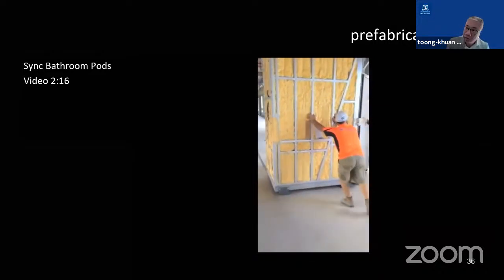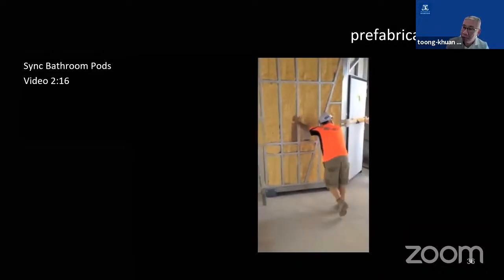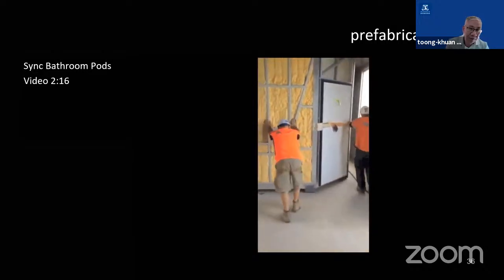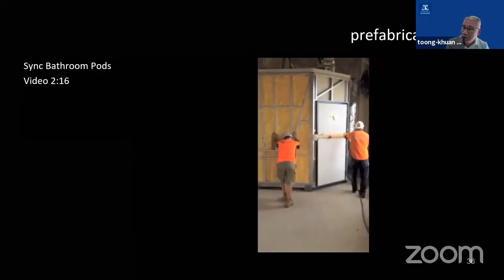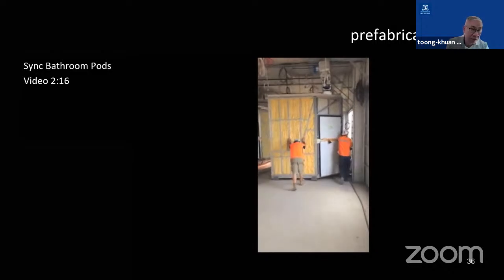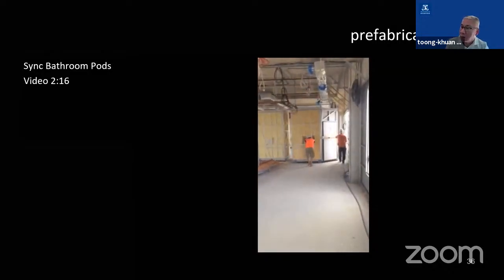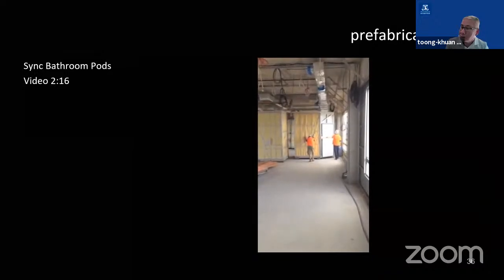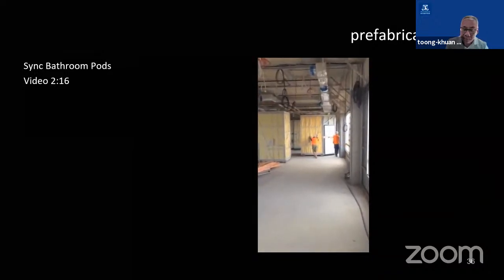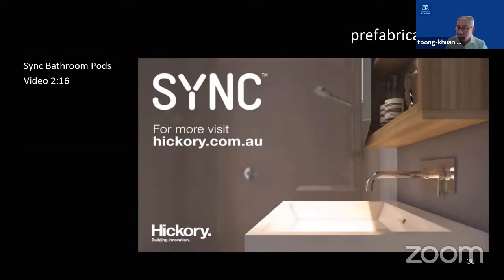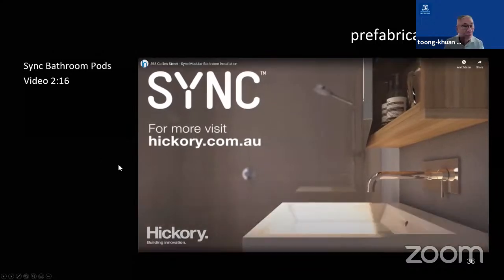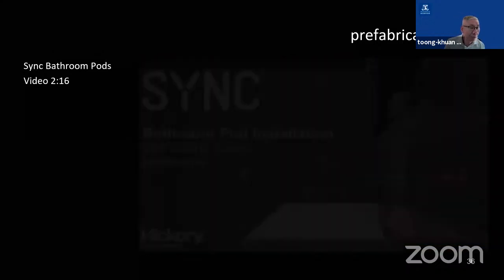So this is how it looks after the wrapping protective plastic is removed. So it's got the door, it's got insulation, it's got steel studs. Okay, so that's bathroom pods.